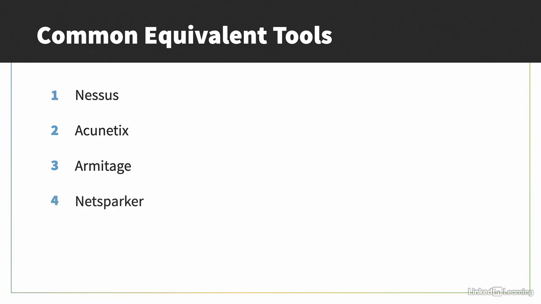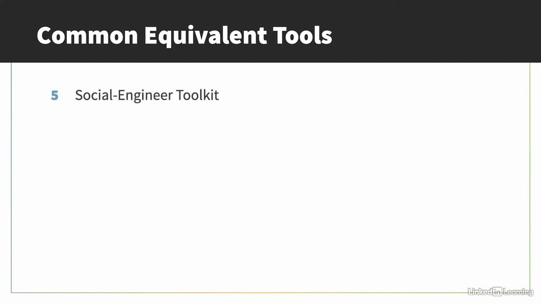Next is Netsparker. Netsparker is an easy-to-use vulnerability scanner that can automatically find SQL injections, cross-site scripting, and other known vulnerabilities in web applications. Netsparker uses proprietary proof-based scanning technology to eliminate false positives automatically. Then we have the Social Engineering Toolkit, which is an open-source penetration testing framework designed for social engineering. SET, or the Social Engineering Toolkit, has several custom attack vectors that allow you to make a reliable attack quickly.